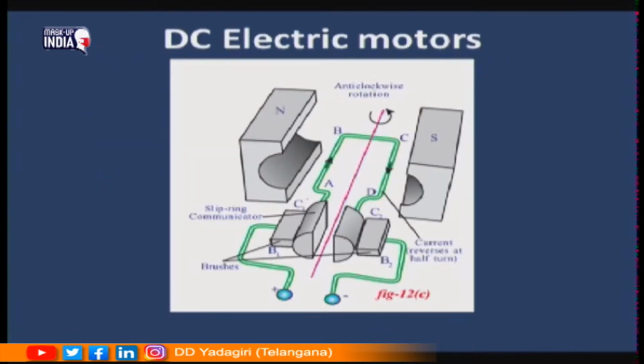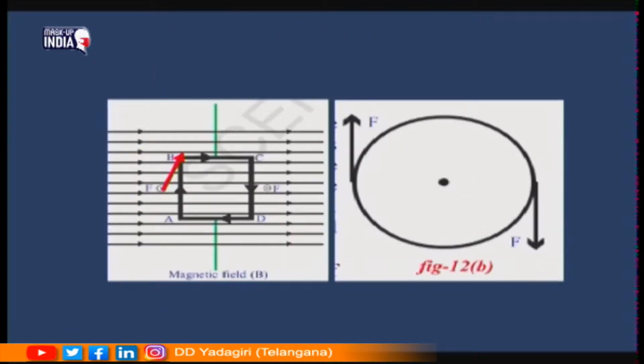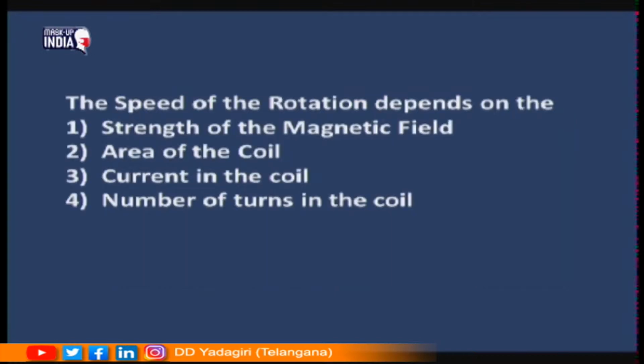We discussed how a DC electric motor runs because when current passes in the armature, the two arms will experience forces which are equal and opposite. These two forces will make the armature turn, and this makes the electric motor move. The speed of the rotation depends on the strength of the magnetic field, the area of the coil, the current in the coil and the number of turns in the coil.